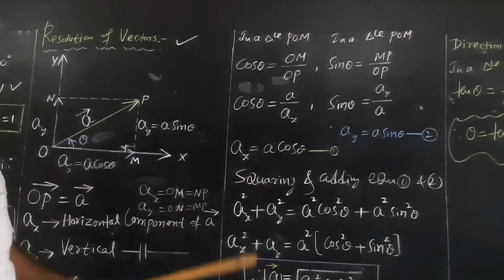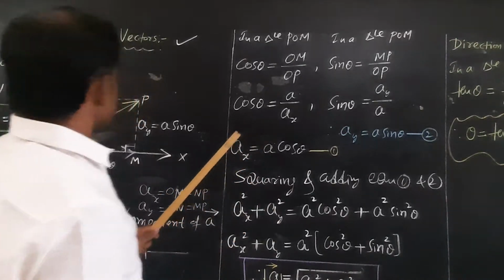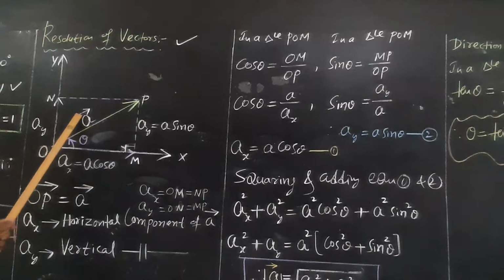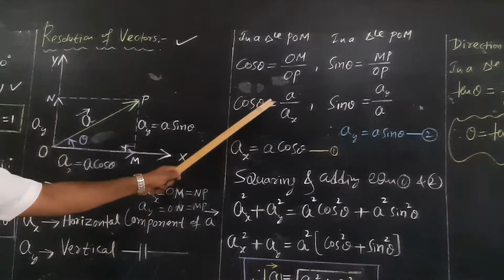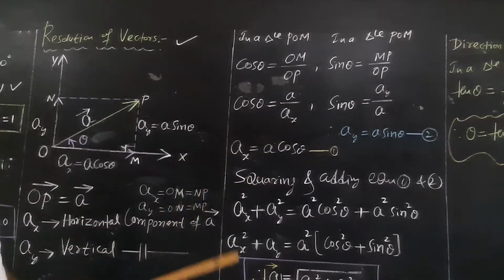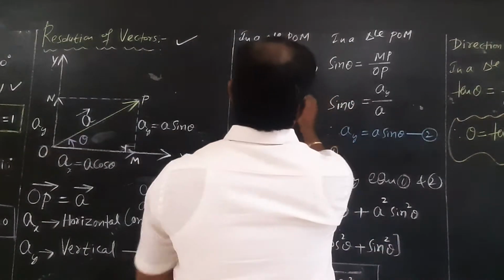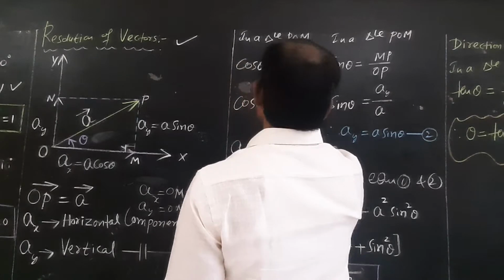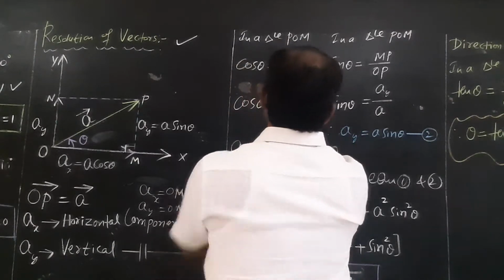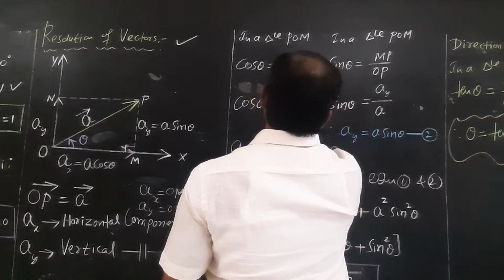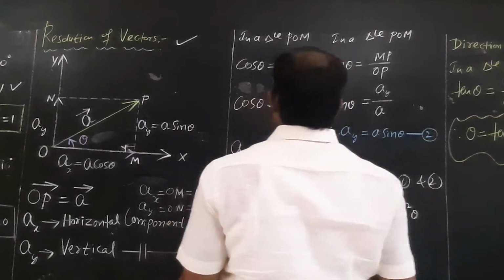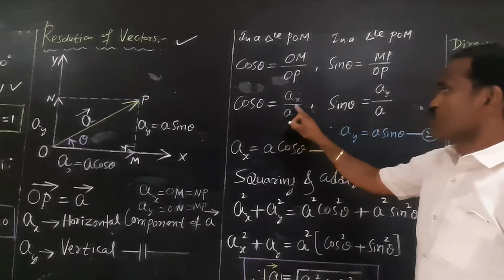Cos theta is equal to adjacent side by hypotenuse. So for the horizontal component, what is the adjacent side? Cos theta is O to M by A, and O to M is Ax. Cos theta is Ax by A. Am I right or not? Therefore, Ax is equal to A cos theta.